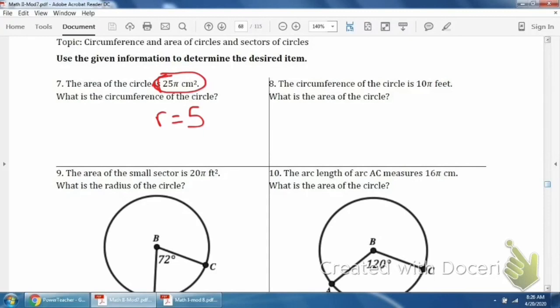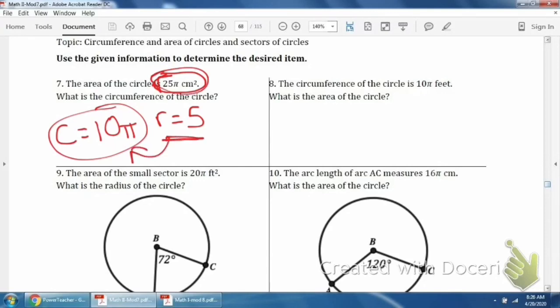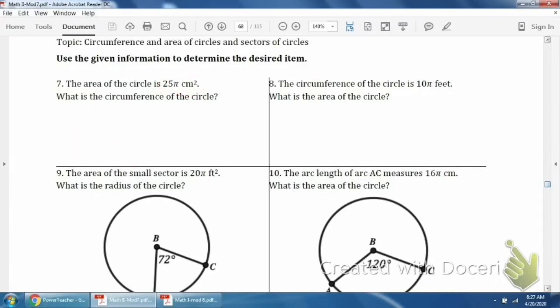And then the circumference formula is 2 times the radius times pi. So the circumference of this circle would be 10 pi. So you kind of go backwards. You start with the area, go backwards to find the radius, and then use that radius to find the circumference. Alright, just remember the formulas. If you forgot them, look them up. 8's the same thing, but they give you the circumference. And then you got to use that to find the radius, and then use that to find the area.